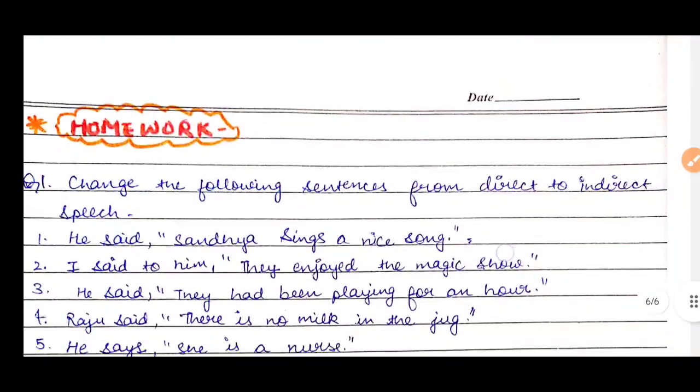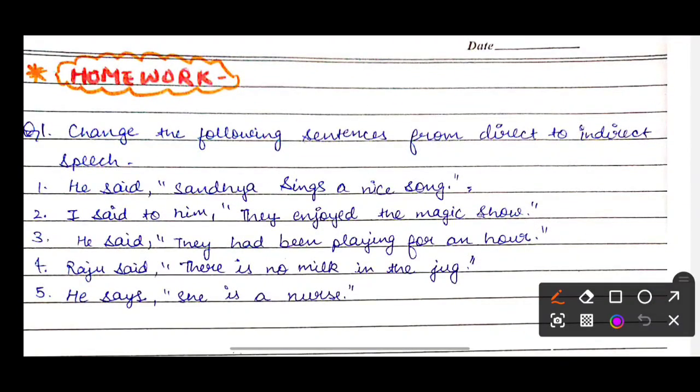The next heading is homework. As you already know, in homework we give students some homework related to the topic that we have taught. We can also give them a few examples. Of course, we teach them through examples and all.